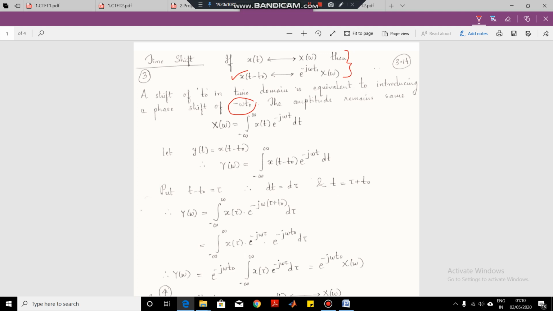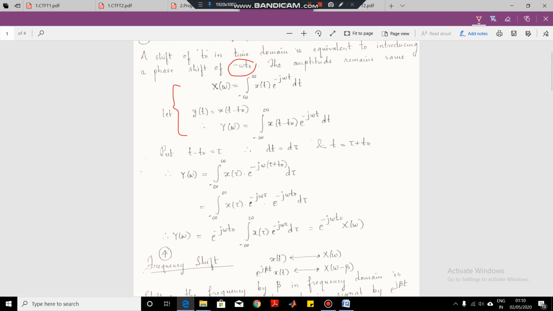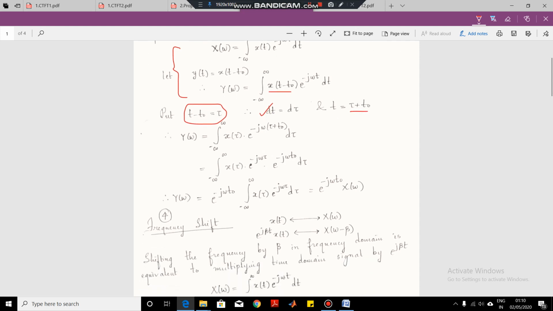We can prove this again by using substitution. We are using the time shifted signal, so we can put t minus t0 equal to tau. So the variable has now changed to tau, so dt becomes d tau, and our t becomes tau plus t0. When you substitute this and solve, since omega is constant, we can take e raised to minus j omega t0 outside. Our variable of interest, that is the differential variable, is tau.